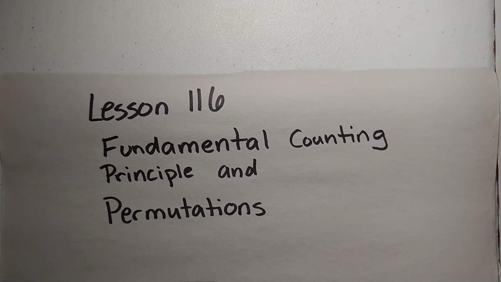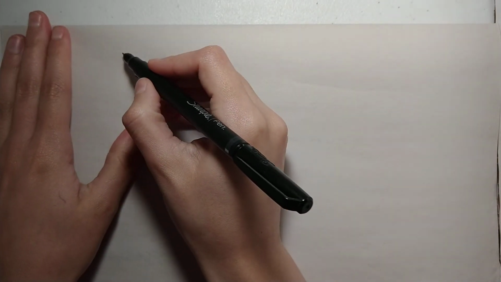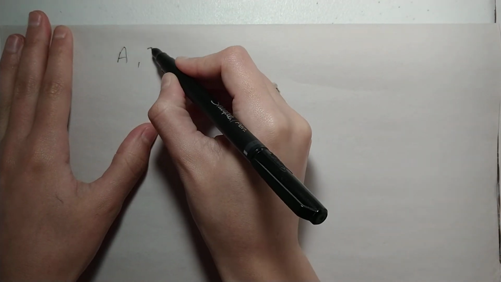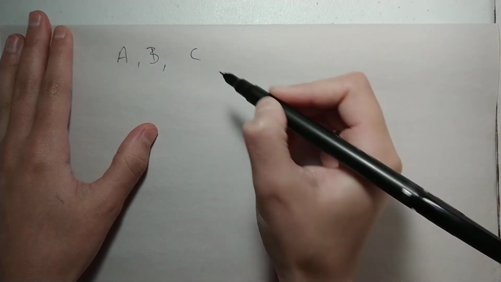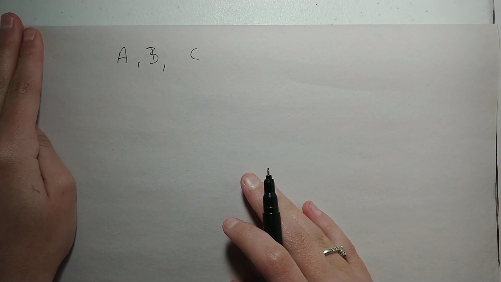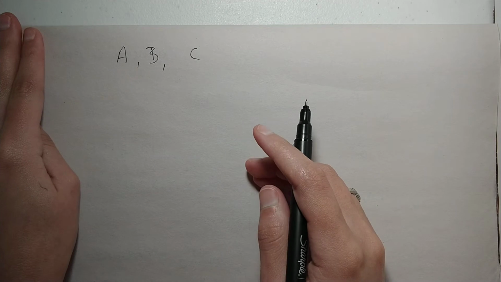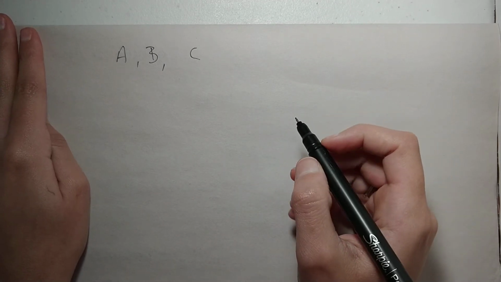All right, hello guys. This is lesson 116. We're going to be talking about the fundamental counting principle and permutations, which is, in my opinion, one of the more fun things in math. So if we take the letters A, B, and C, write them here, A, B, and C. And we're going to arrange these letters in as many ways as possible.